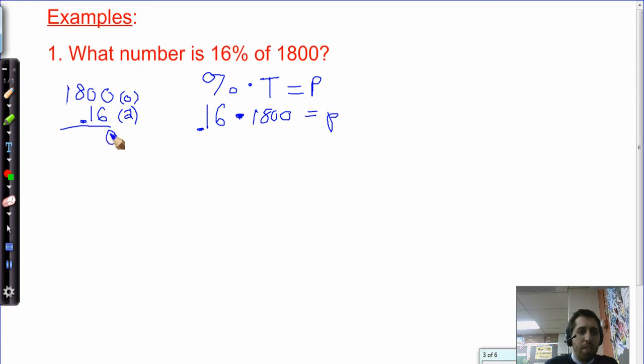6 times 0 is 0. 6 times 0 is 0. 6 times 8 is 48. Carry my 4. 6 times 1 is 6 plus 4 is 10. So we got a big number to start with.